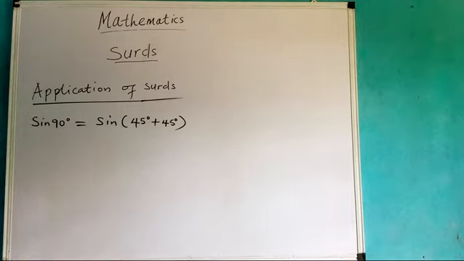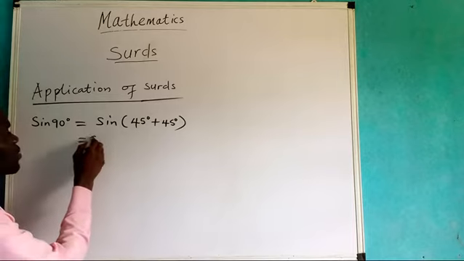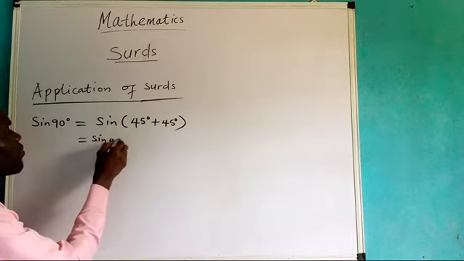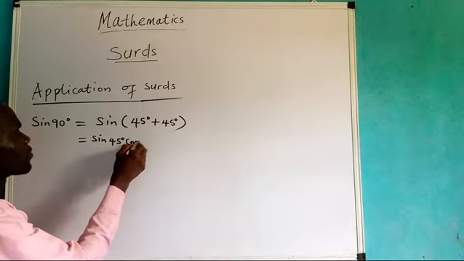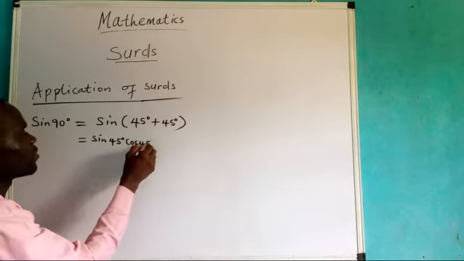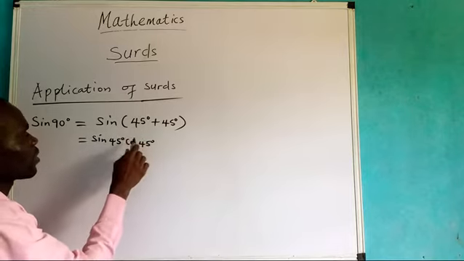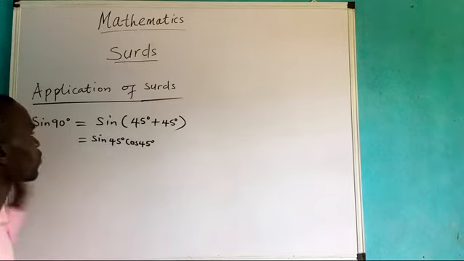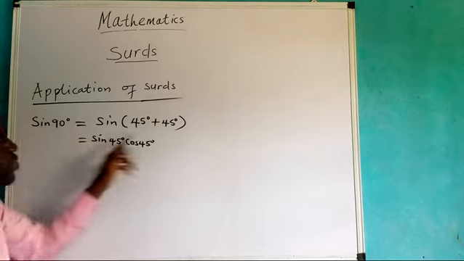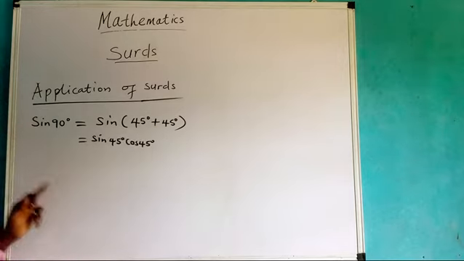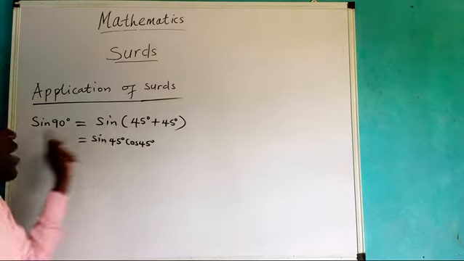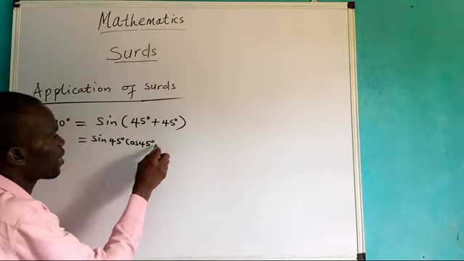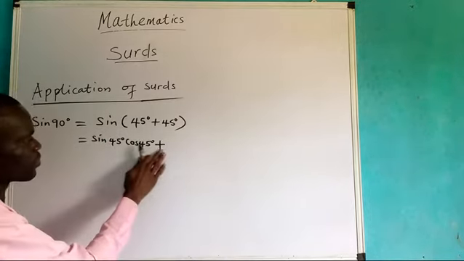Now, we need to apply an identity to resolve this. I will now say sine 45° cos 45°. Okay, and this plus will remain the same, it will not change. It will only change when we are dealing with cos. Since we have sine, this addition sign remains the same, it will not change.